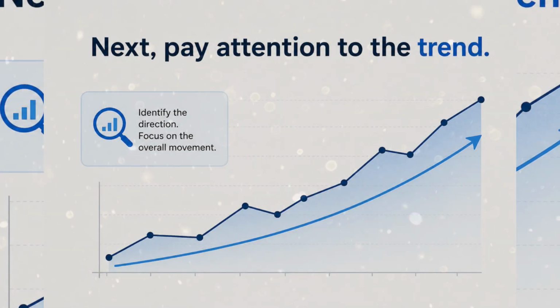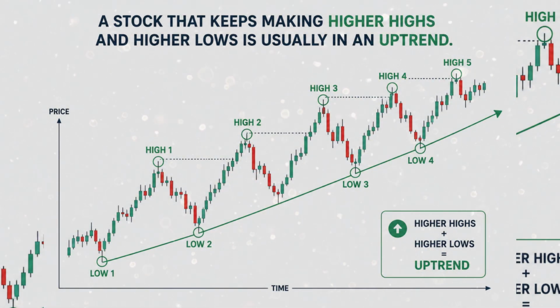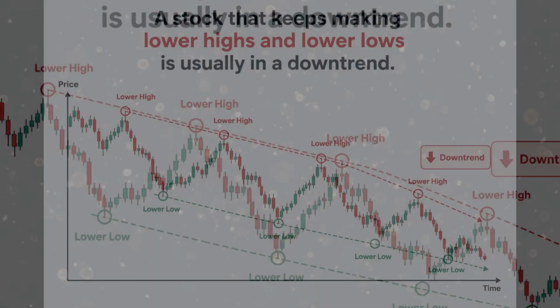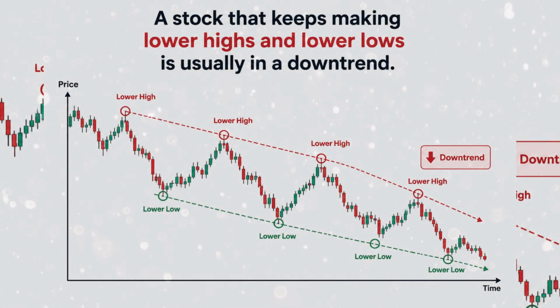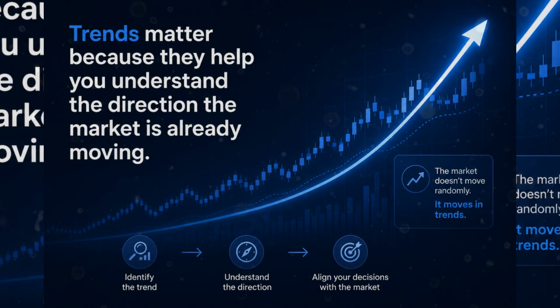Next, pay attention to the trend. A stock that keeps making higher highs and higher lows is usually in an uptrend. A stock that keeps making lower highs and lower lows is usually in a downtrend. Trends matter because they help you understand the direction the market is already moving.